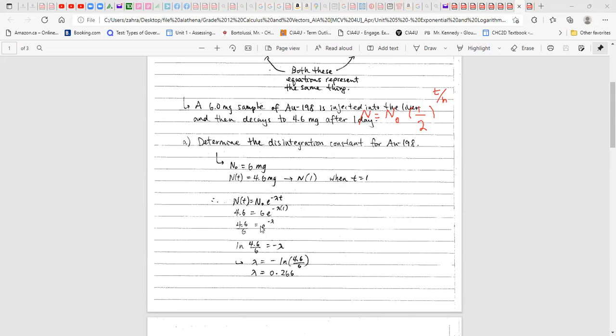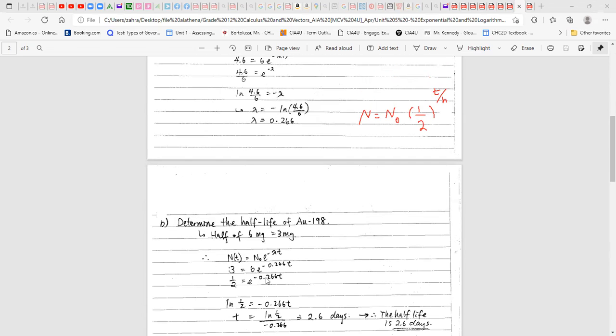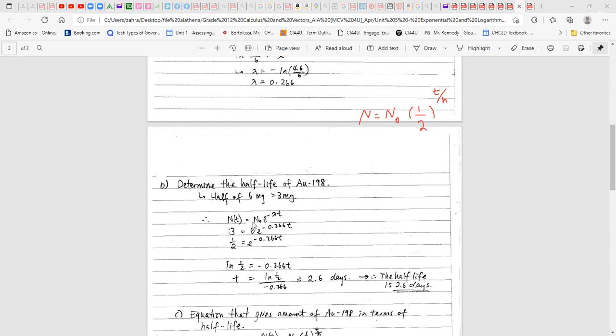The negative lambda comes in front. Ln of e is 1, that's why you don't see that here. And you just divide both sides by -1. This is what you put in the calculator. Lambda, we will get this number. Now we have our model, which is N is equal to N0 e to the power negative lambda t. N0 we have is 6, and lambda, we got 0.266 from the previous part.